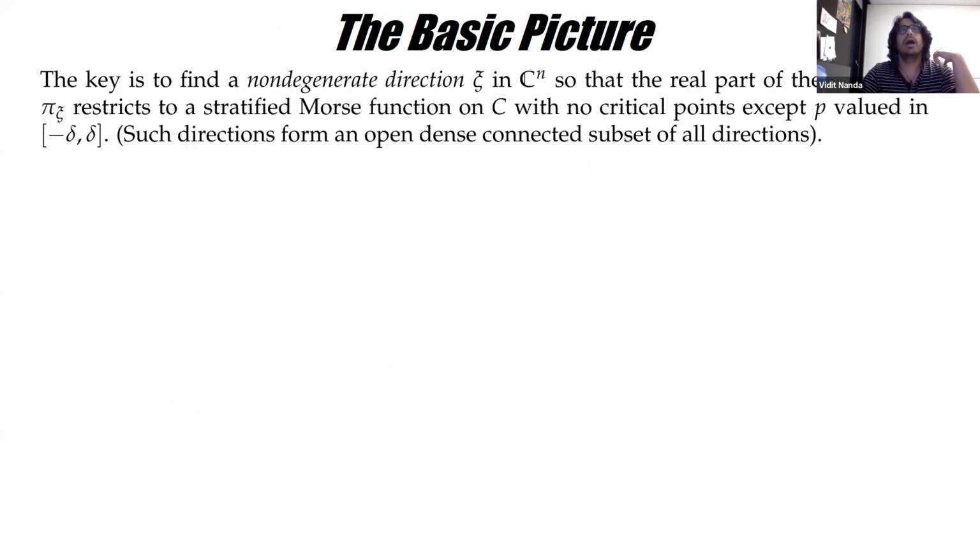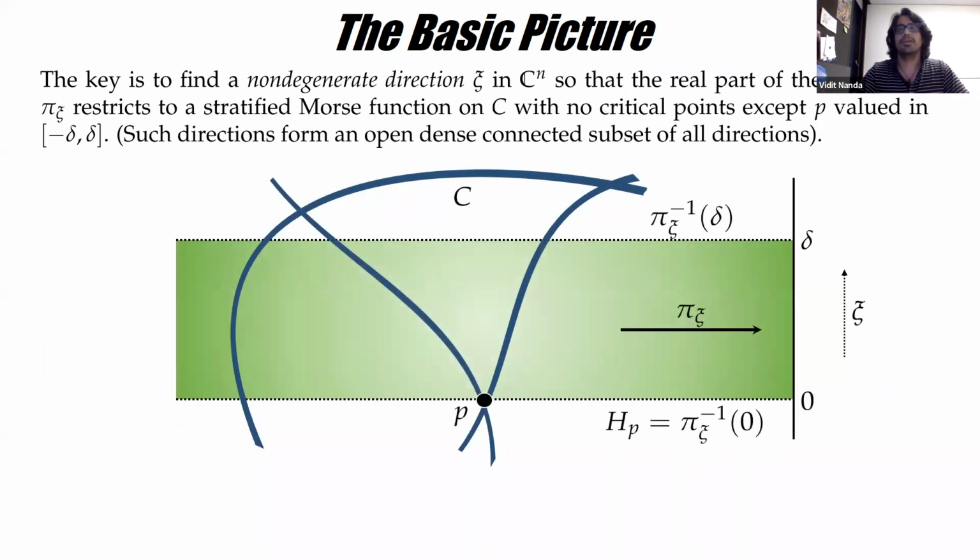So a much nicer picture than that is you take an arbitrary non-degenerate direction. All that means is that that direction does not become tangent to any limiting piece of Y at the point P, limiting piece of the curve at the point P. And these are dense and they're easy to find. So here is the picture.